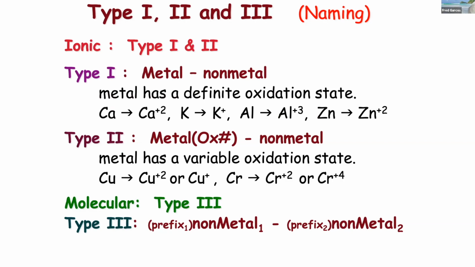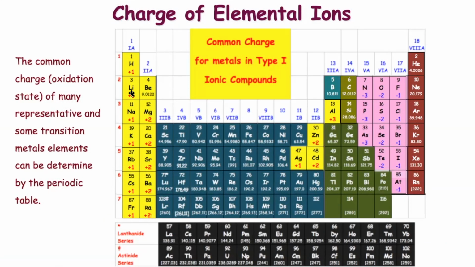Here are examples of type 1. The metals in type 1 have fixed charge. That's the one in yellow right here. Lithium will always be +1, it's never +2. Aluminum will always be +3, it's never +2 or +4. Unlike iron, iron here in the middle can be +2 or +3.